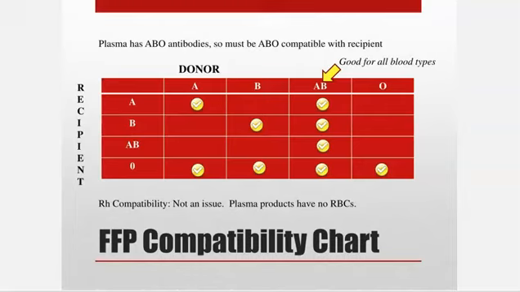Here is a chart showing FFP compatibility. If the recipient is type A, they can receive type A or type AB, and you can look at the rest of that.